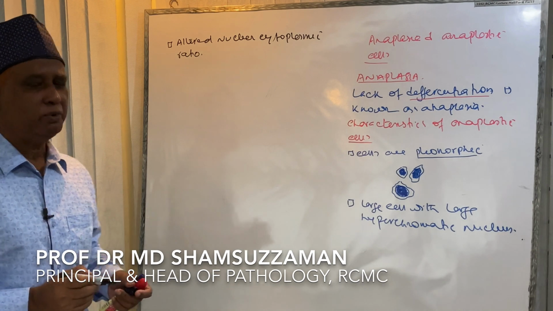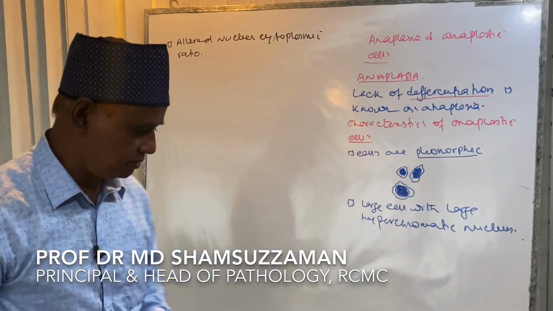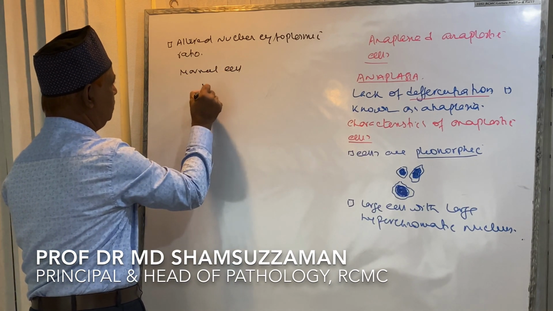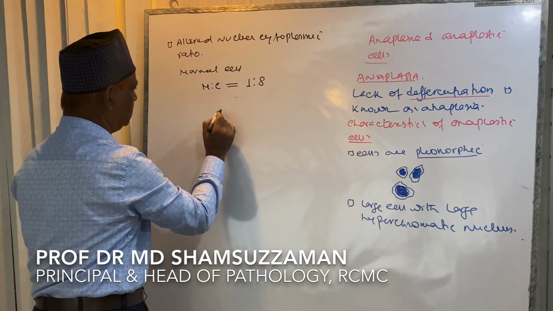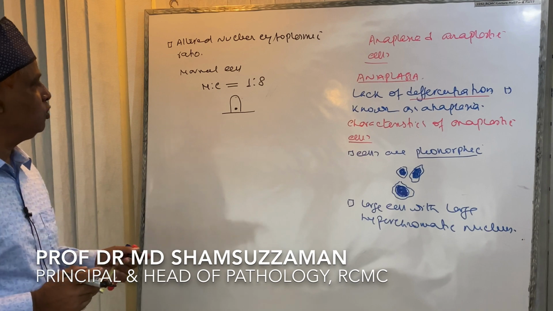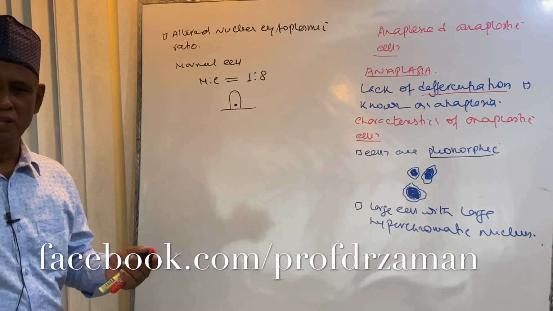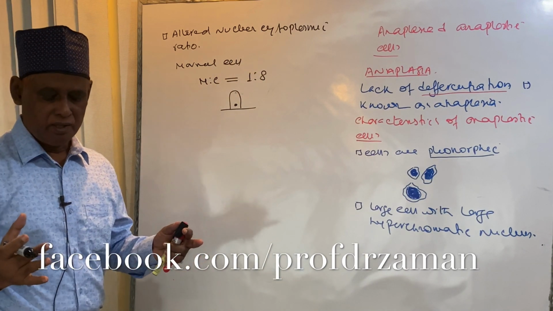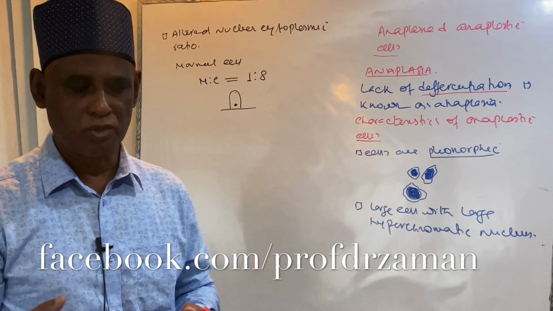In the previous lecture, I told you in normal cell, the nuclear cytoplasmic ratio is 1:8. Suppose this is a normal columnar cell, nucleus like this. So nuclear volume is smaller than the volume of cytoplasm. If it is an anaplastic cell and a malignant cell, the nucleus will be large and hyperchromatic, cytoplasm will be minimum, so there is alteration of nuclear cytoplasmic ratio and the ratio becomes 1:1.